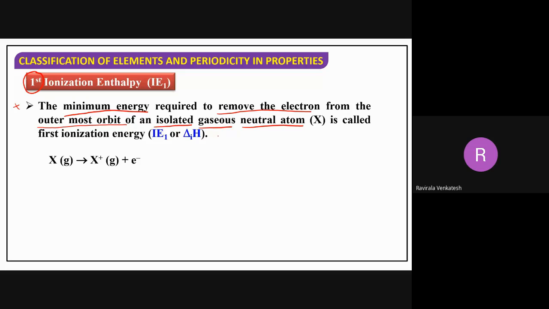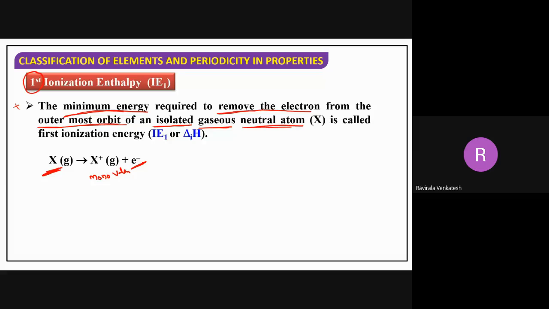First ionization energy. See, whatever I underline is important. The minimum energy required to remove the electron from the outermost orbit of an isolated gaseous neutral atom is called what? First ionization energy. You observe here, this is the isolated neutral gaseous atom. Lose one electron, the first electron, and you get a monovalent ion, isn't it? This is about the first ionization energy.